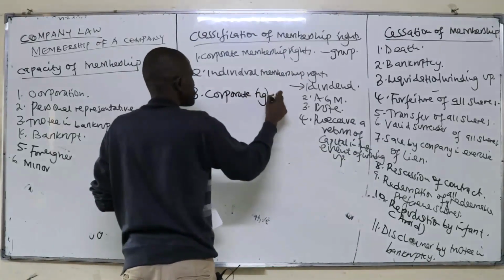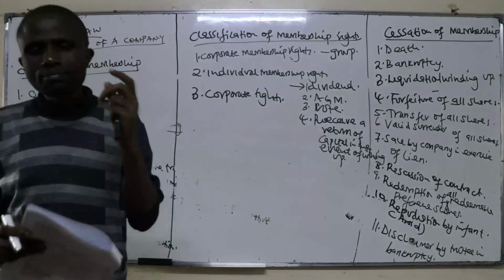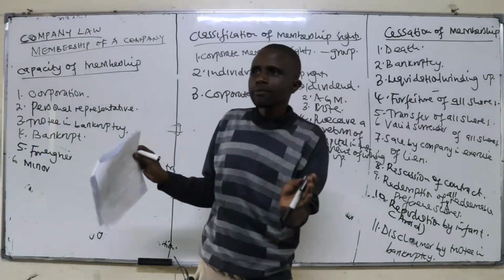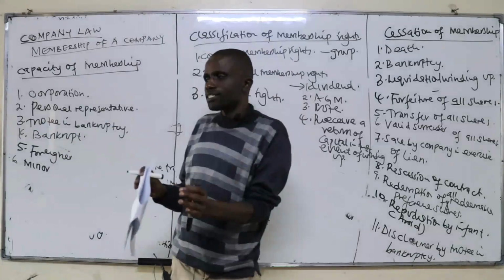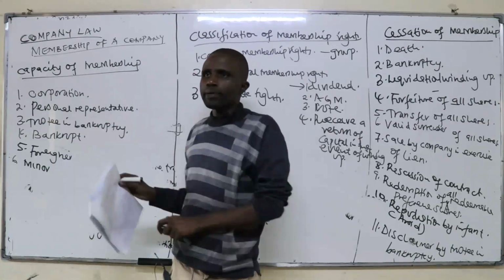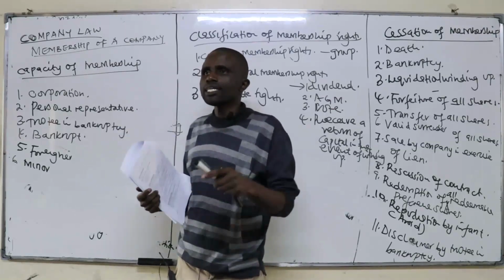How is that different from the dividend? Dividend is paid annually, and that is the profits of the company. Once the company makes profits, it reserves certain profits to be paid as dividends to members. But capital is returned in the event of winding up.